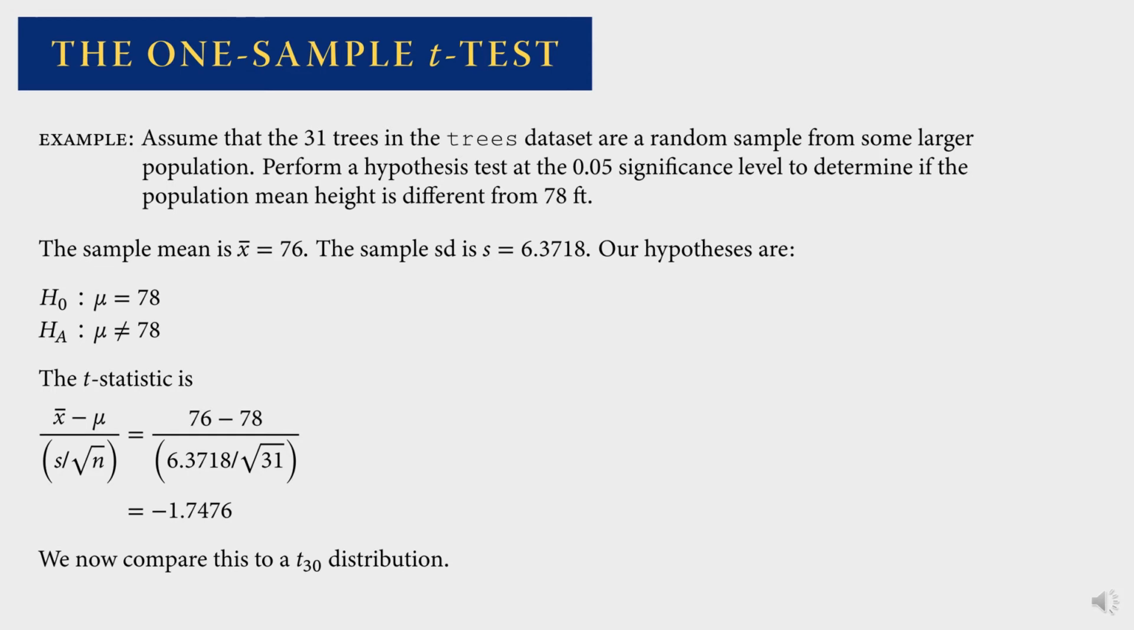Here's an example using the trees dataset from R. Let's say we want to test if these trees come from a population whose height is different from 78 feet. The sample mean we got is 76 feet. That suggests maybe the population mean is lower, but we can use the t-test to make a decision.